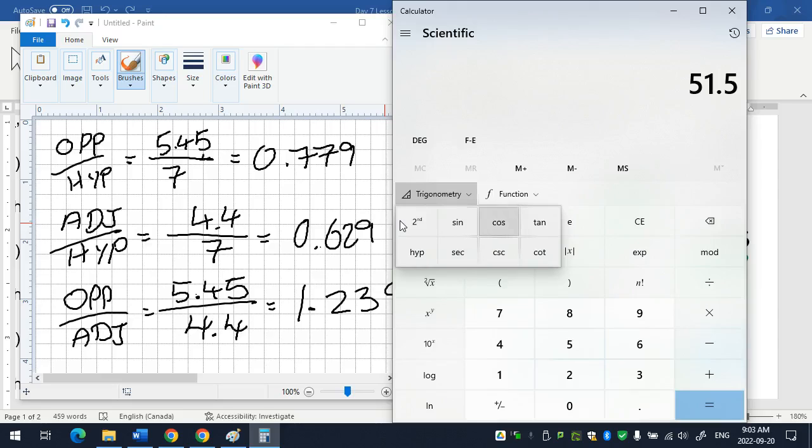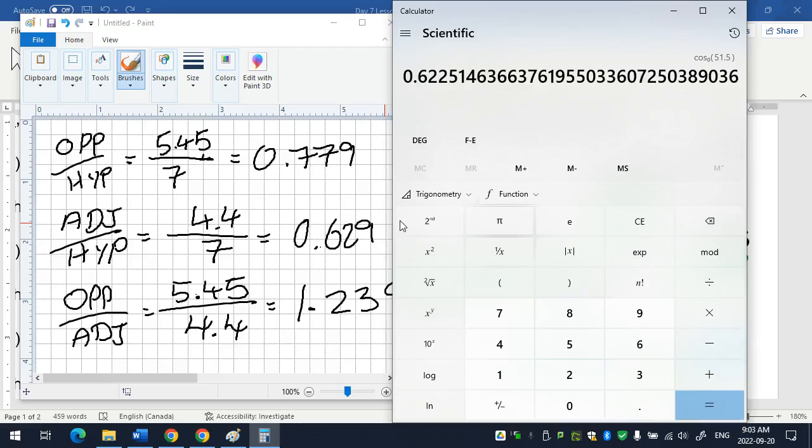3, 2, 1. Hey, how many numbers agreed? The first two. It started with 6, it started with 6. It went to 2, it went to 2. What's the third number here? But are they close enough? Perfect. Yes.